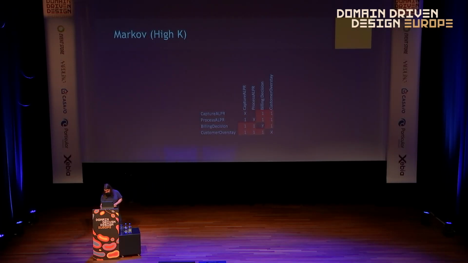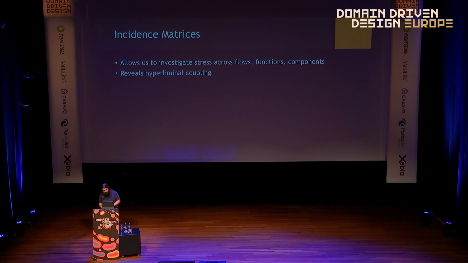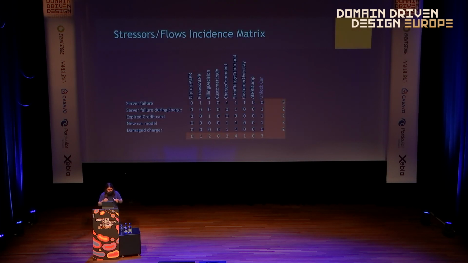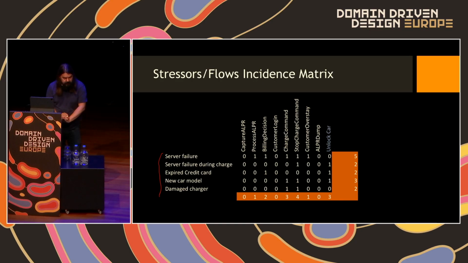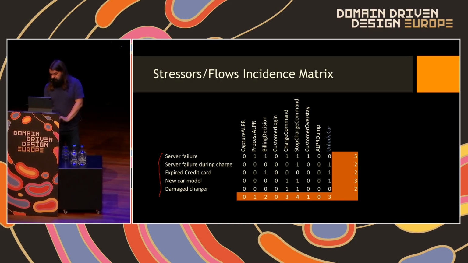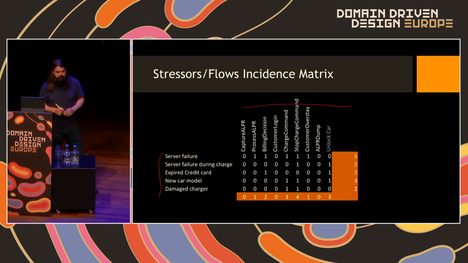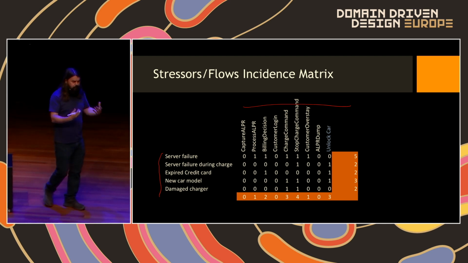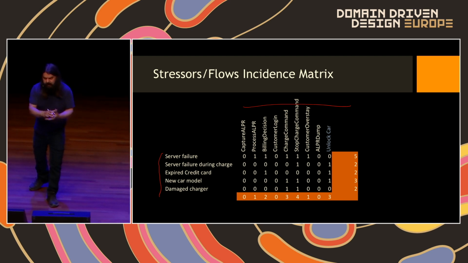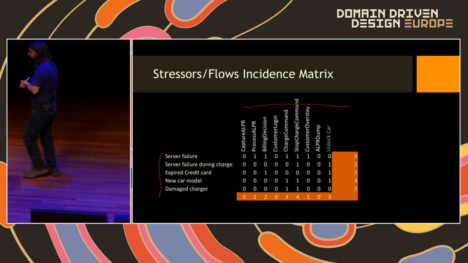but thankfully they're rare. The next thing, and possibly the most important thing that comes out of all this, is an incidence matrix. And the incidence matrix works like this. We take, in this case, our flows or our functions or our components, and we make a list of all the stressors that we came up with, and we have all our flows here. And we go through this, and we give it a 0 if the stressor doesn't hit that particular flow or function or component, and a 1 if the stressor does hit it. What does this tell us?